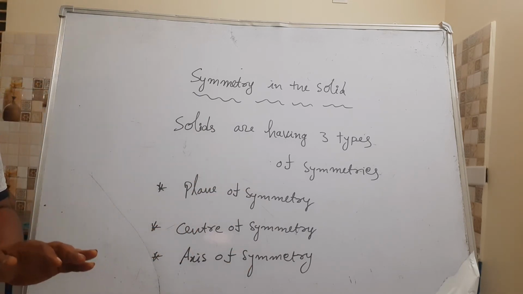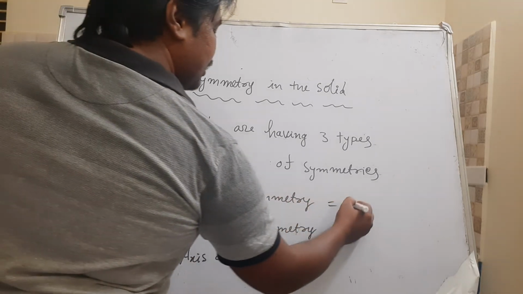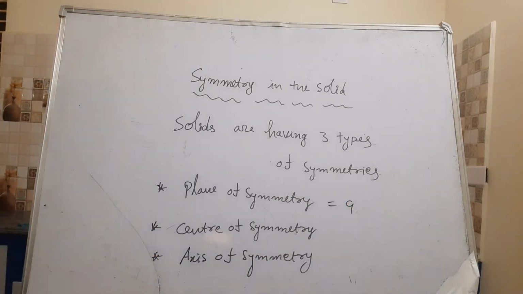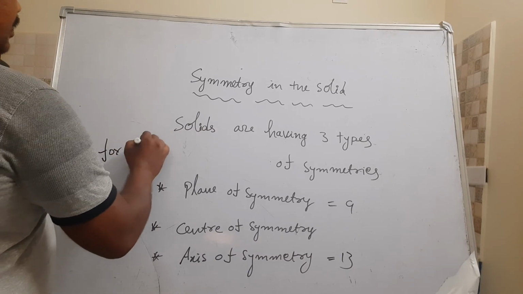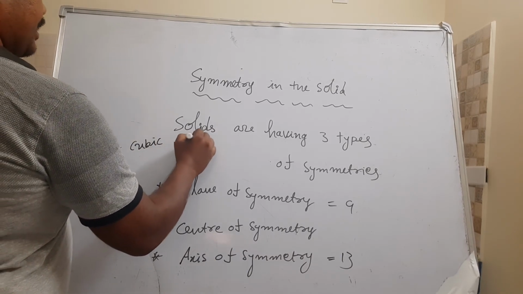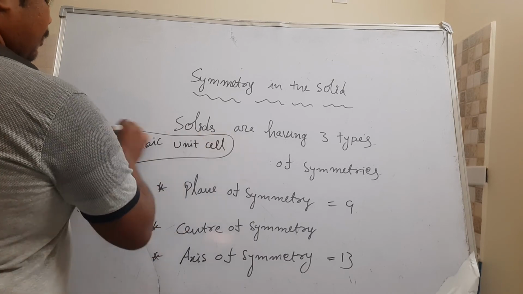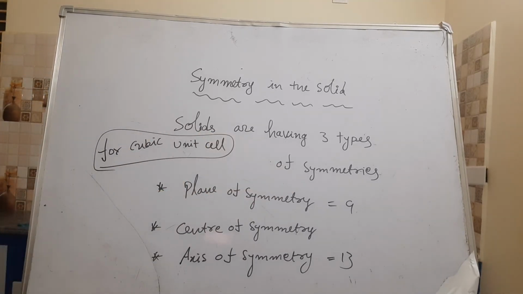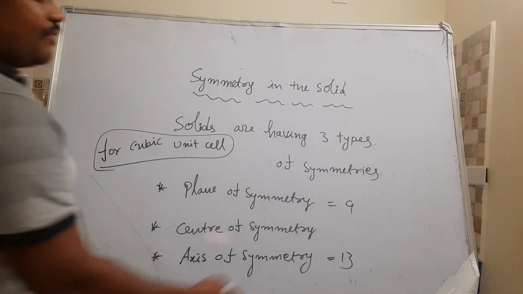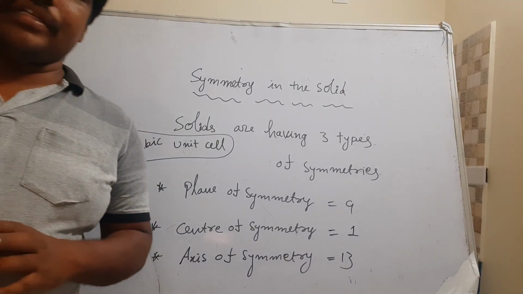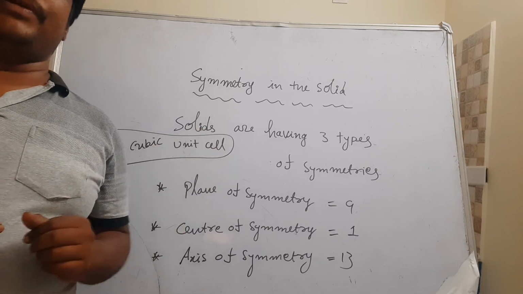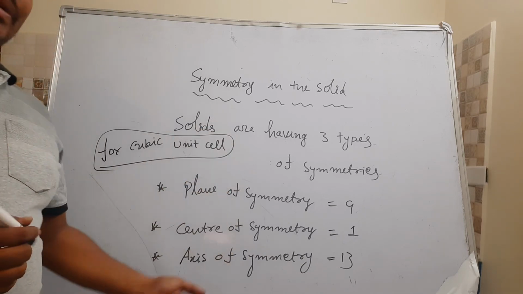In a cubic unit cell, there are 9 planes of symmetry. This is important. Axes of symmetry are 13 for a cubic unit cell. So planes of symmetry are equal to 9, axes of symmetry are equal to 13. Of course, center of symmetry will be 1. You have to memorize these values also, along with the contributions of lattice points towards a single unit cell. Those values are also important and these values are also important.